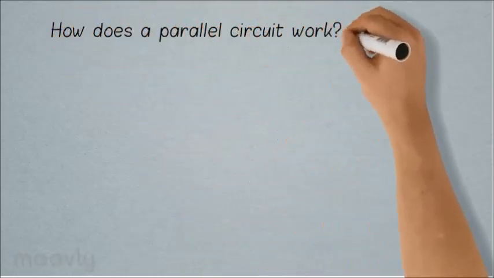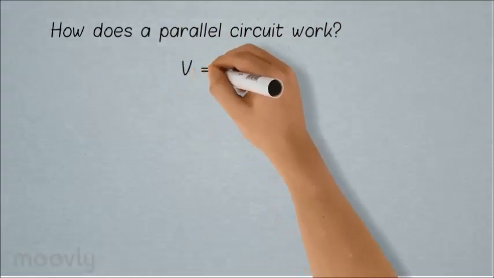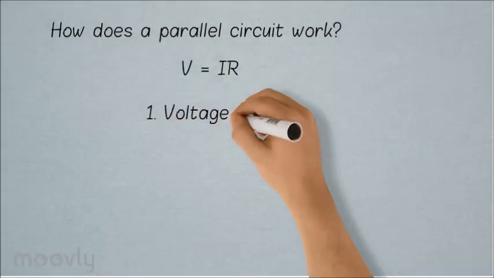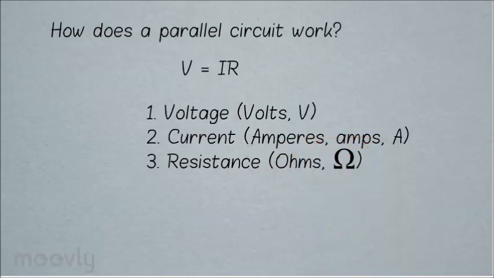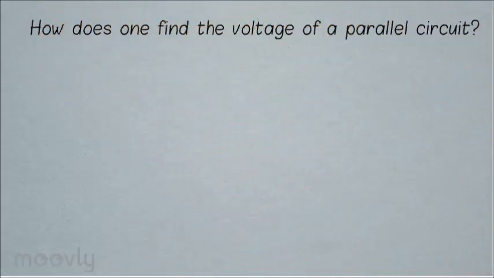The next step to parallel circuits is, how does a parallel circuit work? Well, in terms of Ohm's law, where voltage is equal to current times the resistance, we need to think of this parallel circuit in terms of voltage, which is measured in volts, current, which is measured in amps, and resistance, which is measured in ohms. So how does one find the voltage of a parallel circuit?